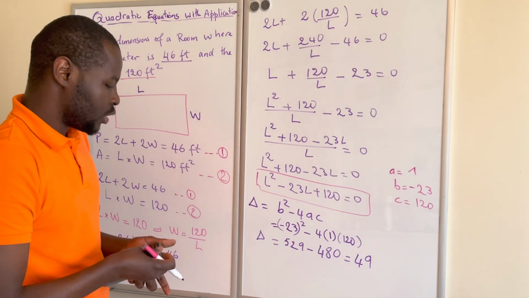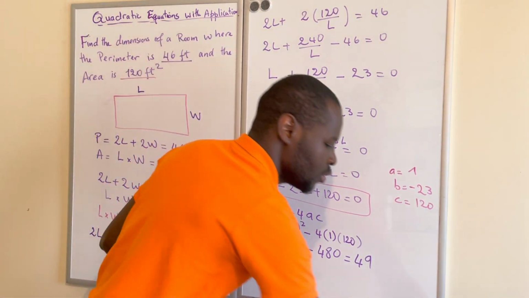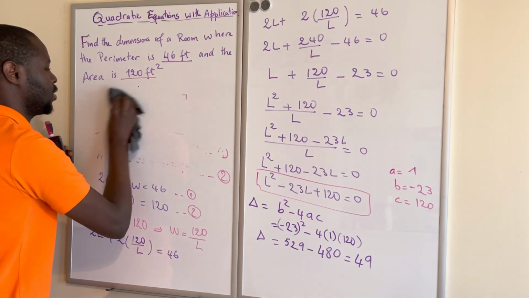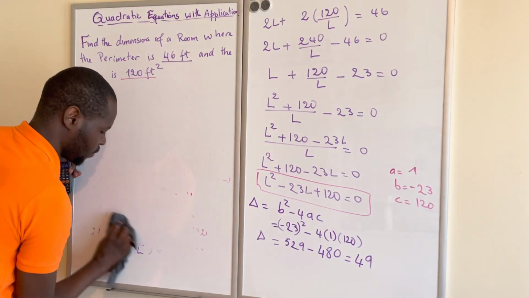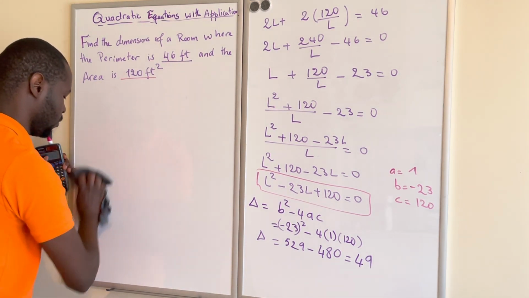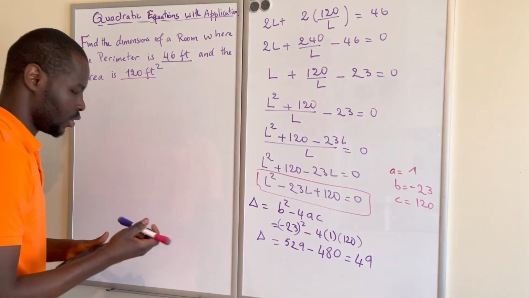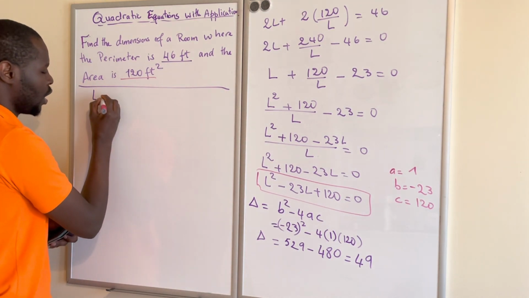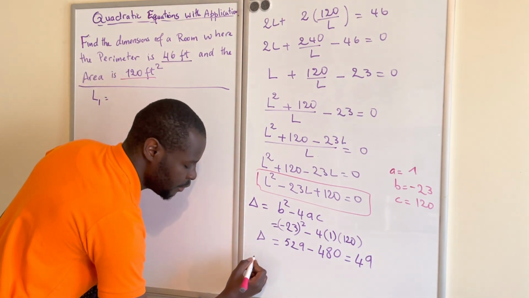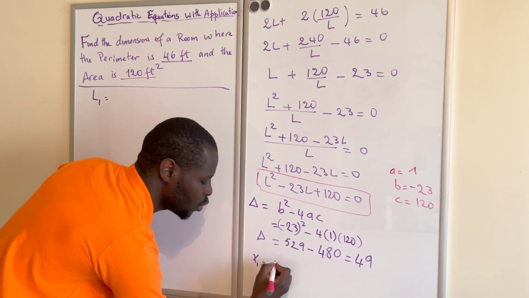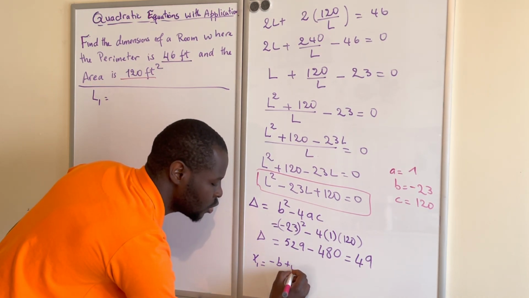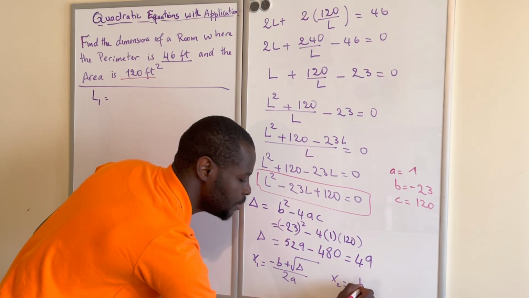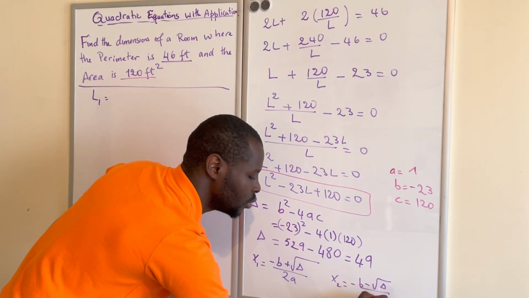Now, we are not done. We need to find L1 and L2. Since it's a quadratic equation, you will expect two values for L. So we have L1. We said that to find the values, x1 equals negative b plus the square root of delta, divided by 2a. And x2, we said it would be negative b minus the square root of delta over 2a.